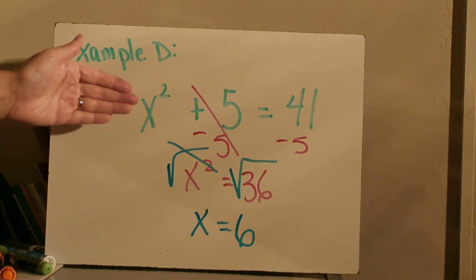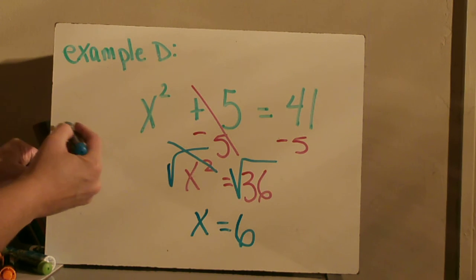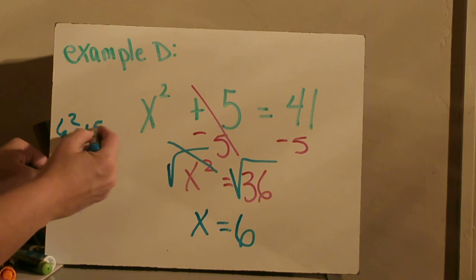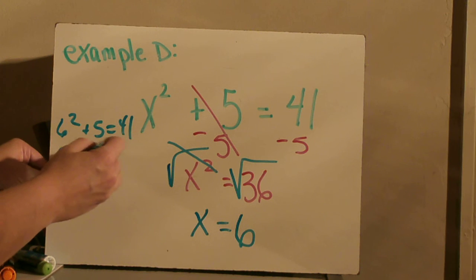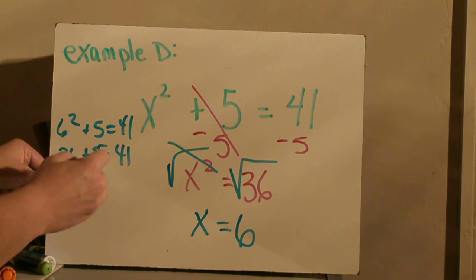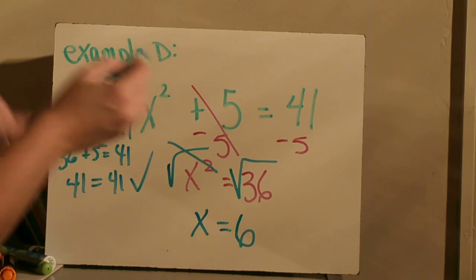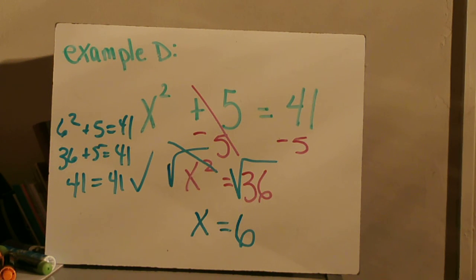And if we plug this in to our original equation, 6 squared plus 5 equals 41. 6 squared is 36, plus 5. And 41 does in fact equal 41, and so that solution checks out as well. x is equal to 6.